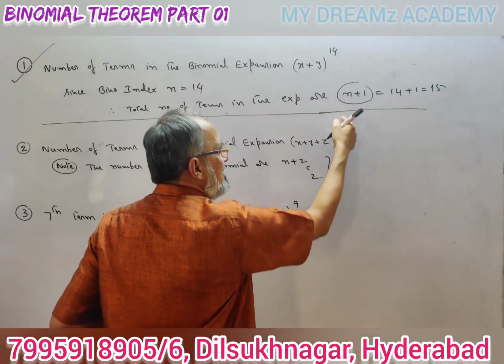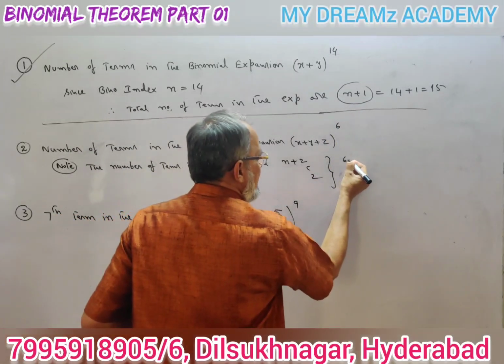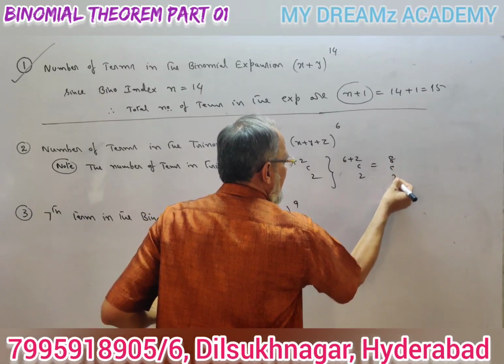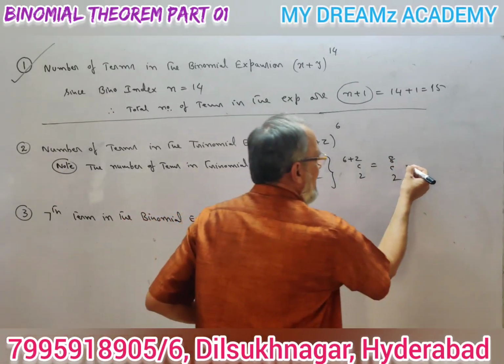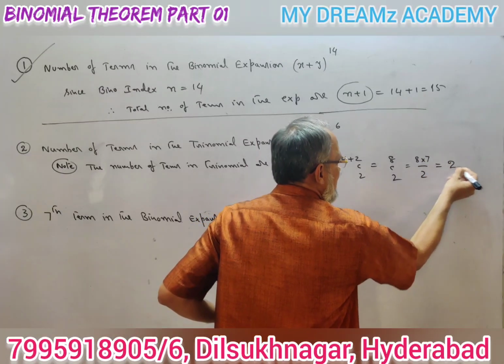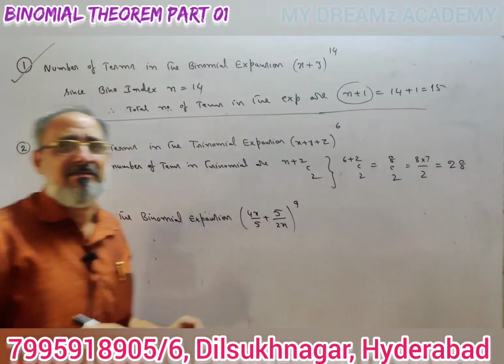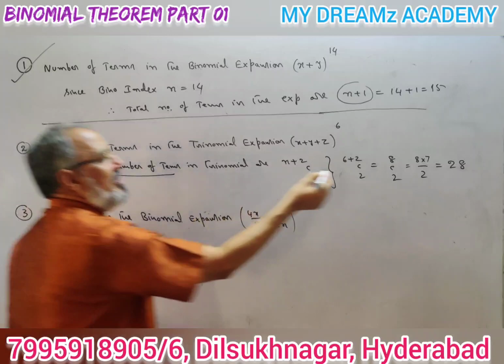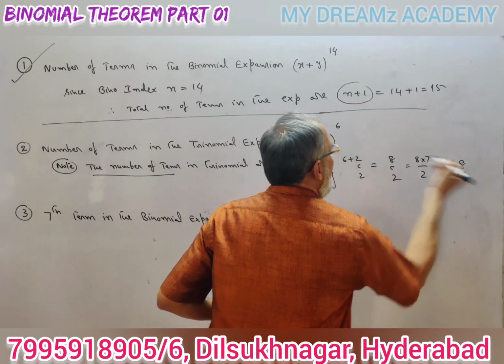In this, what is the index? 6. So 6 plus 2 C2, which is nothing but 8 C2. The value of 8 C2 is 8 into 7 by 2, which is 56 by 2. There will be 28 terms in this expansion. The number of terms in the trinomial is 28.